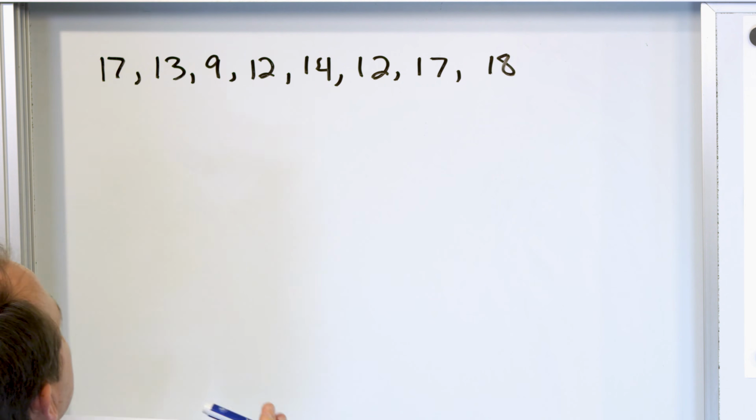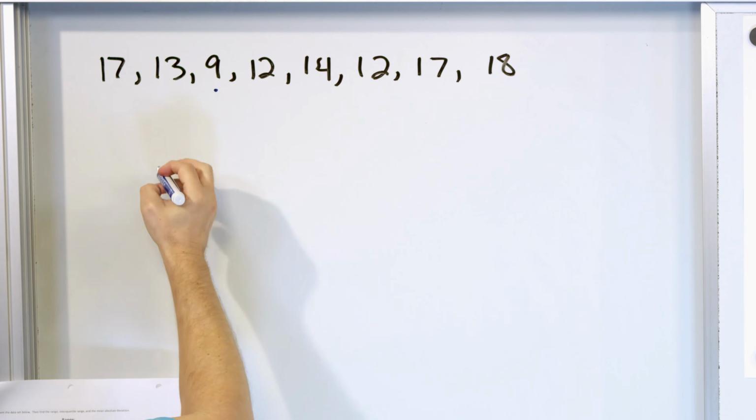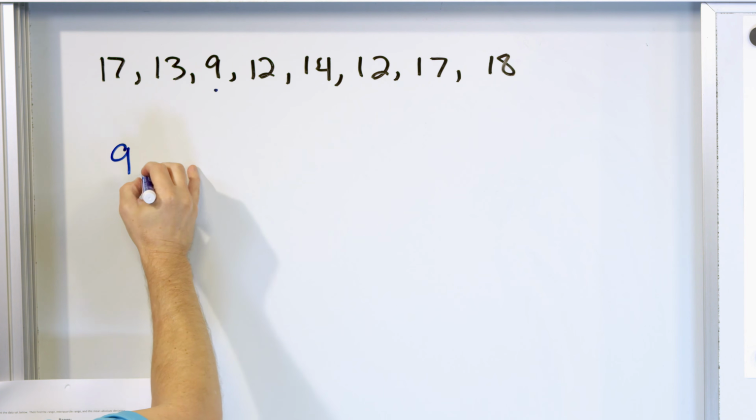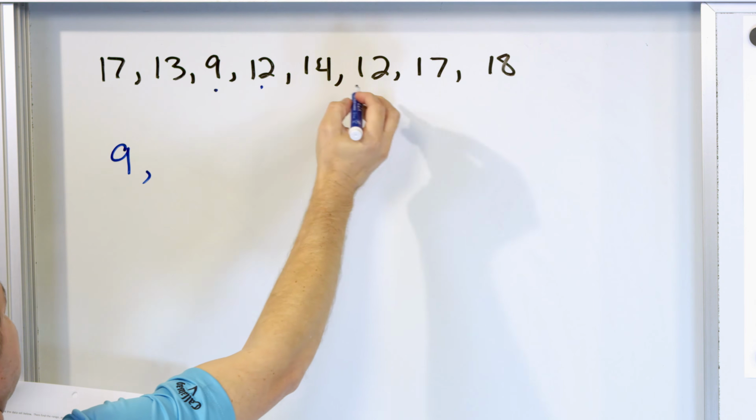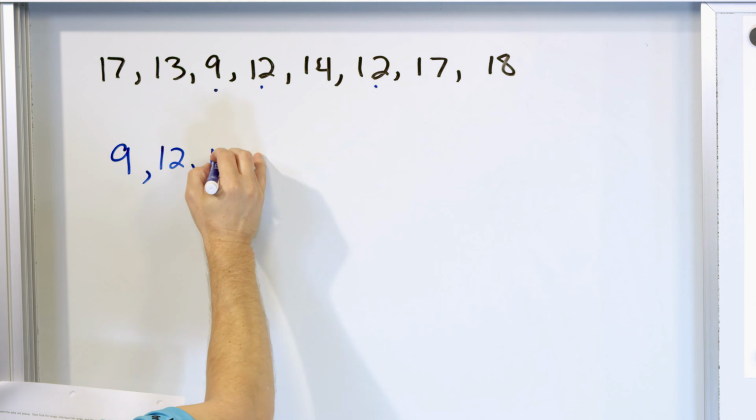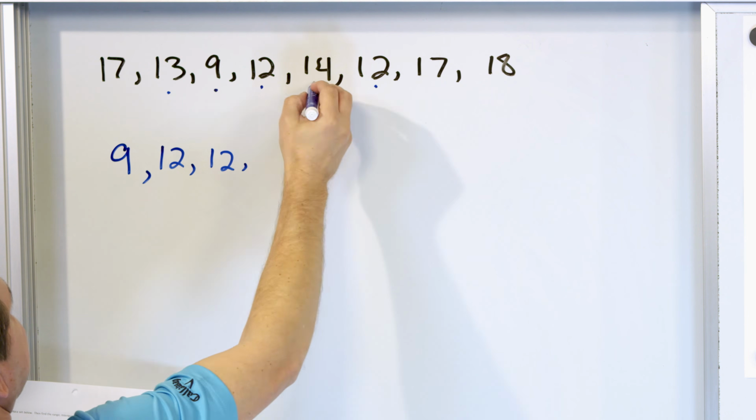So let's arrange it from least to greatest. The smallest number is 9. And then after that, we had 12 and then another 12, right? And then 13 and 14.